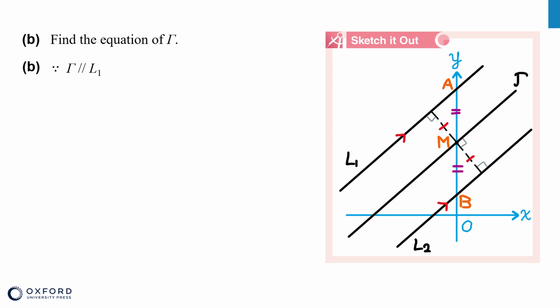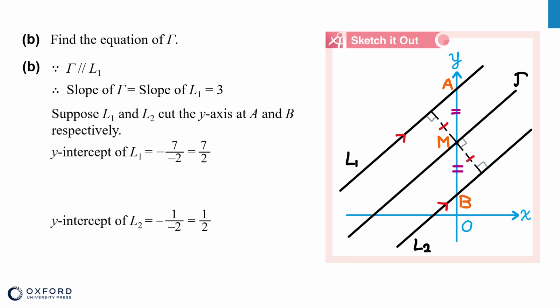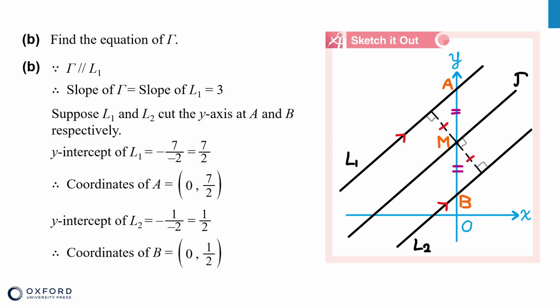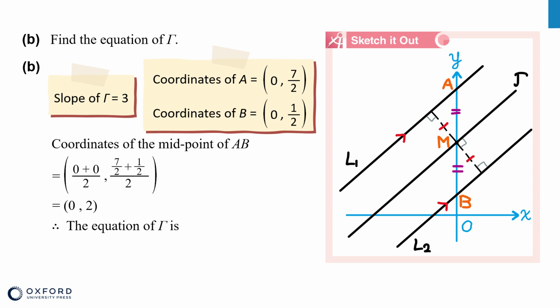We already know that the slope of gamma is the same as the slope of L1, that is 3. We can find the y-intercepts of L1 and L2 and thus the coordinates of A and B. Then we can find the midpoint of AB, (0, 2). Finally, use the slope-intercept form to find the equation of gamma. We get 3x minus y plus 2 is equal to 0. That's it.